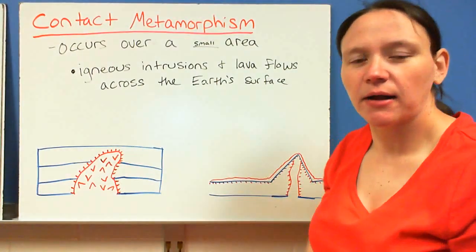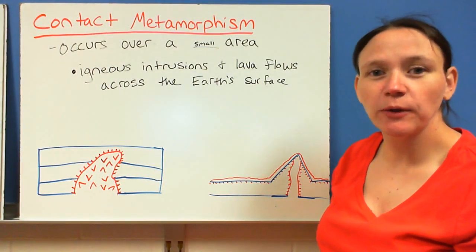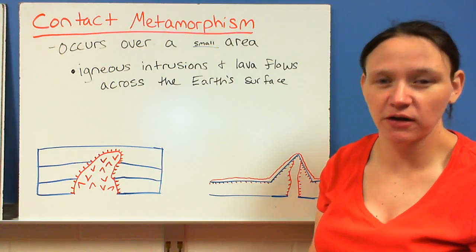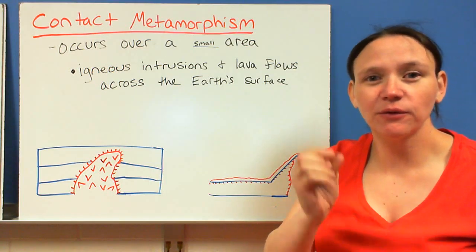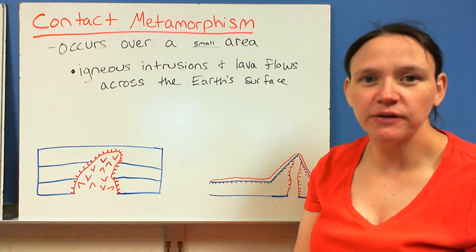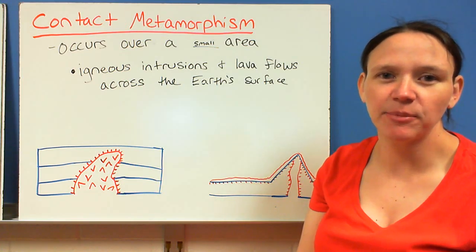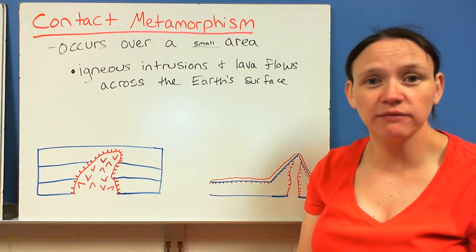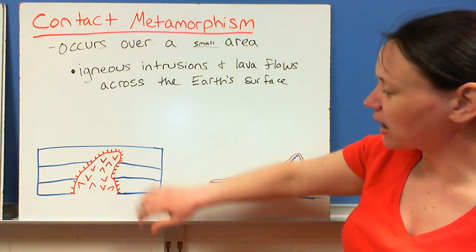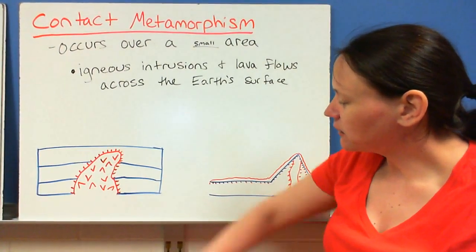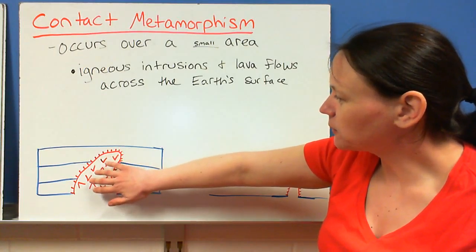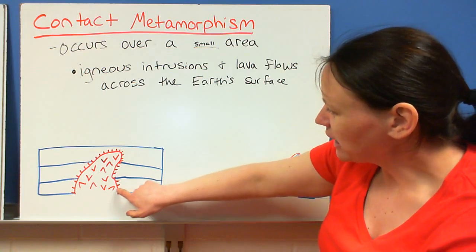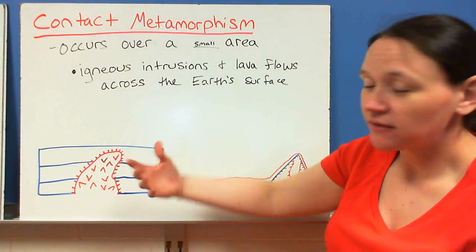Another way that a rock can become metamorphic is through contact metamorphism, and this is on a much smaller scale. We're talking within several feet or even inches that you can see contact metamorphism happen. And this is typically going to happen when you have an igneous intrusion that comes up through existing rock, like you have right here. And so this magma is coming up through, and because it's so hot, it actually will change whatever rock that it is going through.